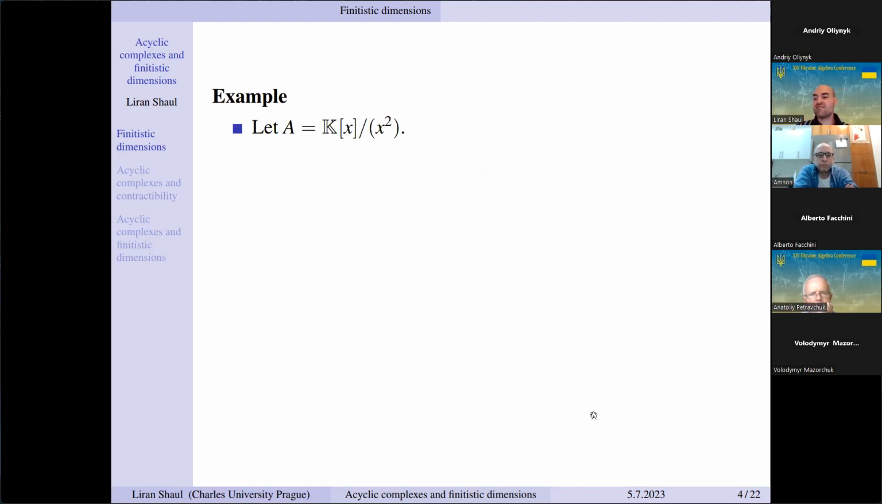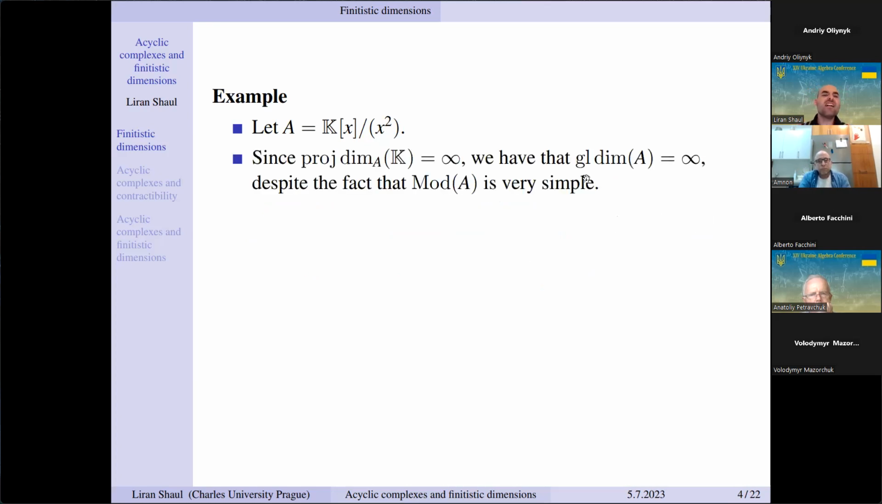Let me give probably the most classical example of this phenomenon, and this is the ring of dual numbers. I take a field K, and over the ring of polynomials, I look at this quotient, K[x] modulo x squared. This ring is very simple. In fact, modules over this ring are direct sums of either A or the field K. But the field K has infinite projective dimension. So the global dimension of this very simple ring is infinite.